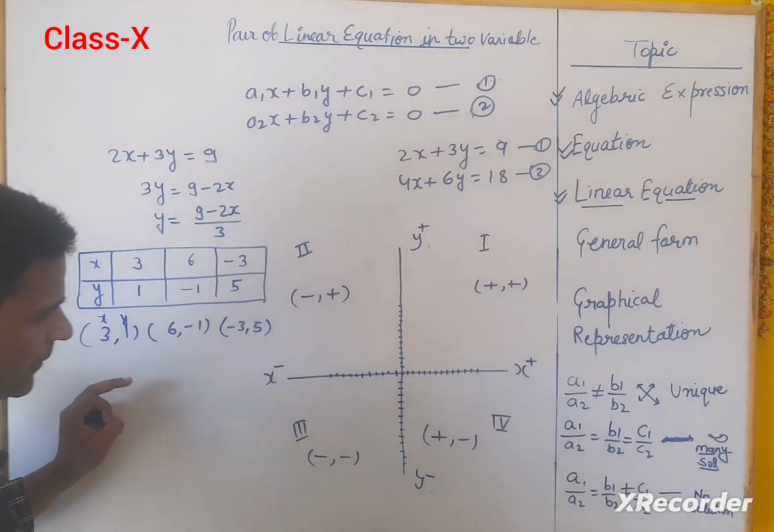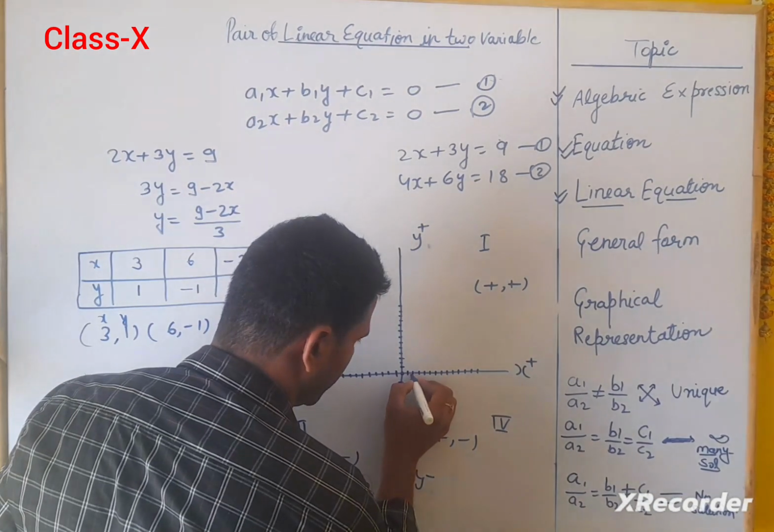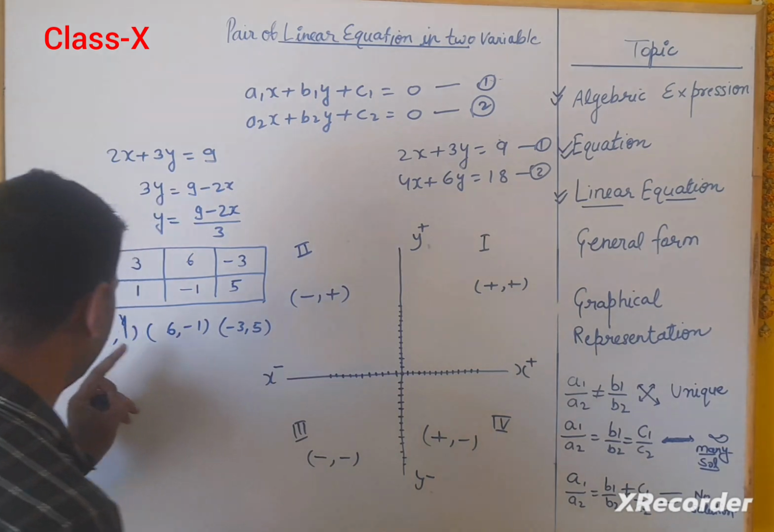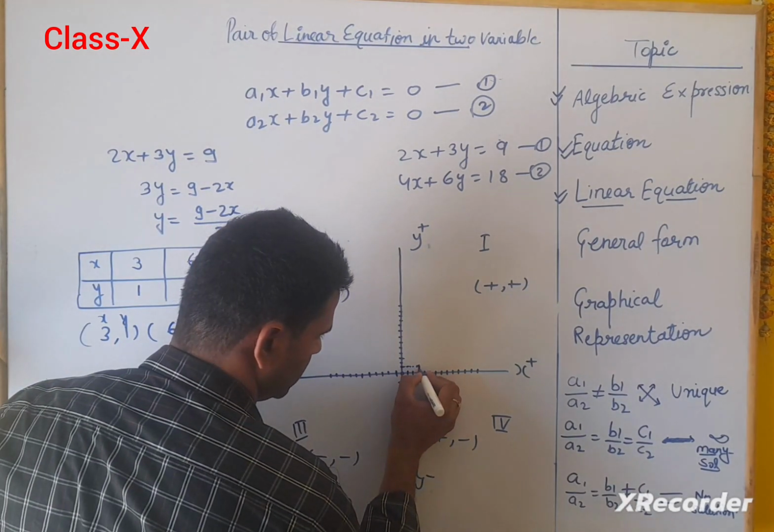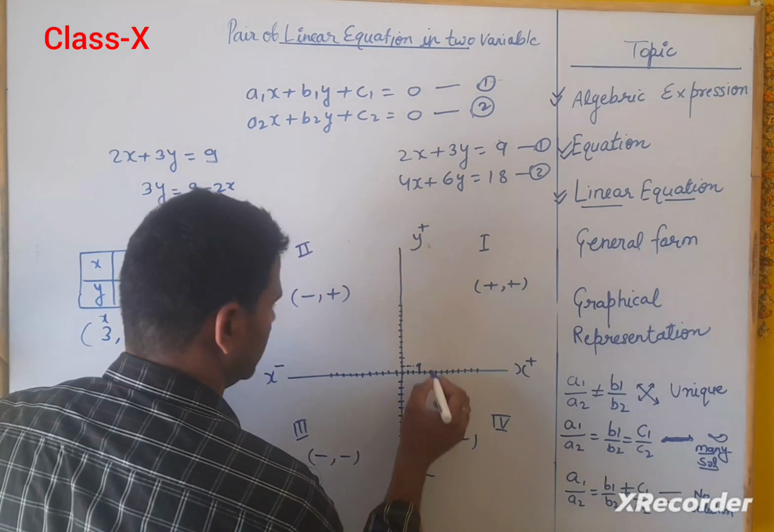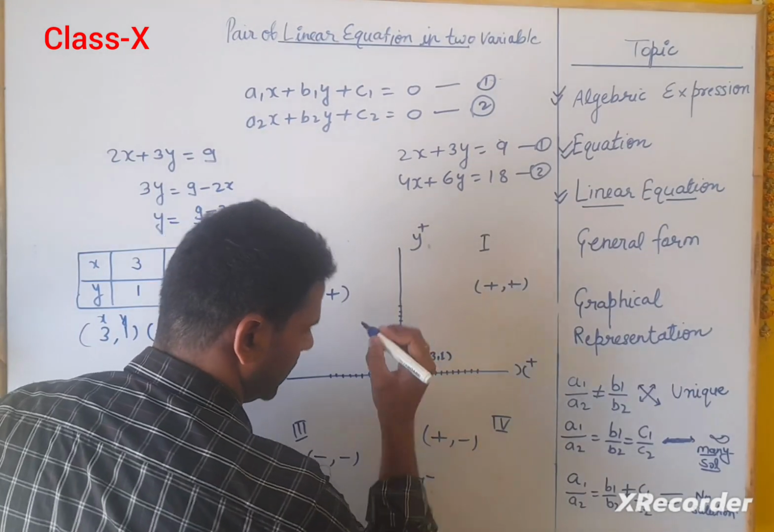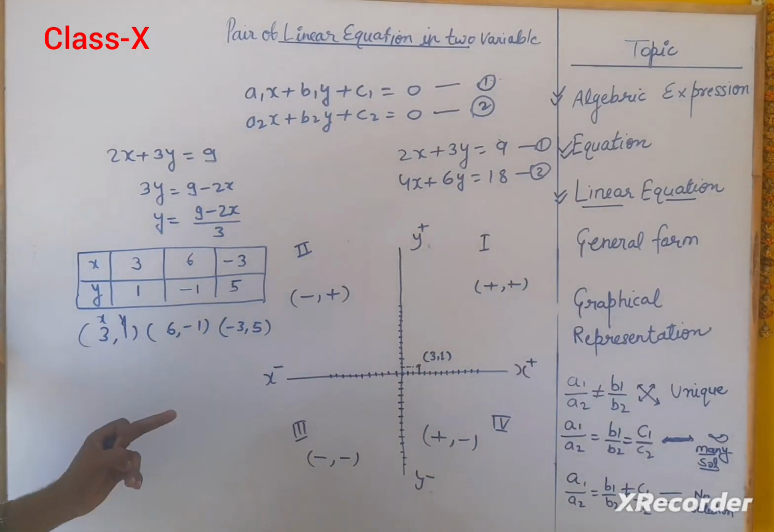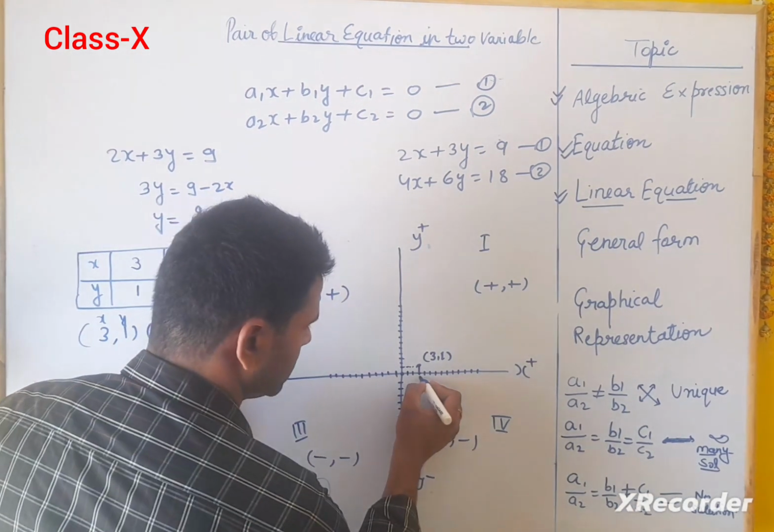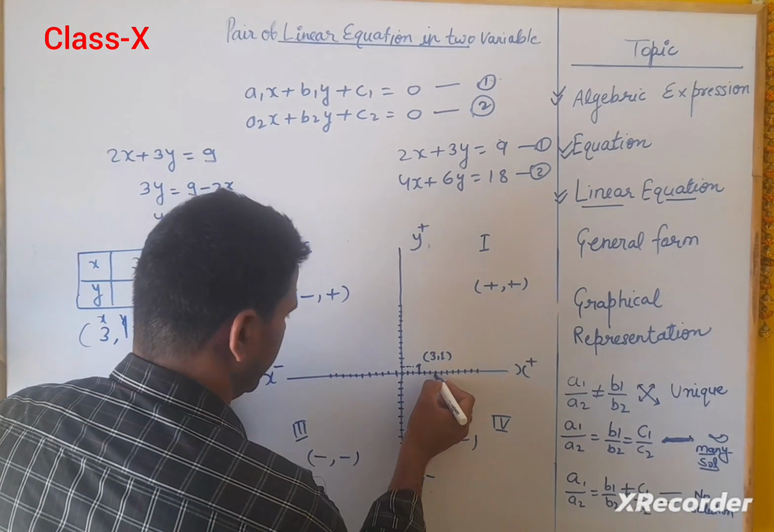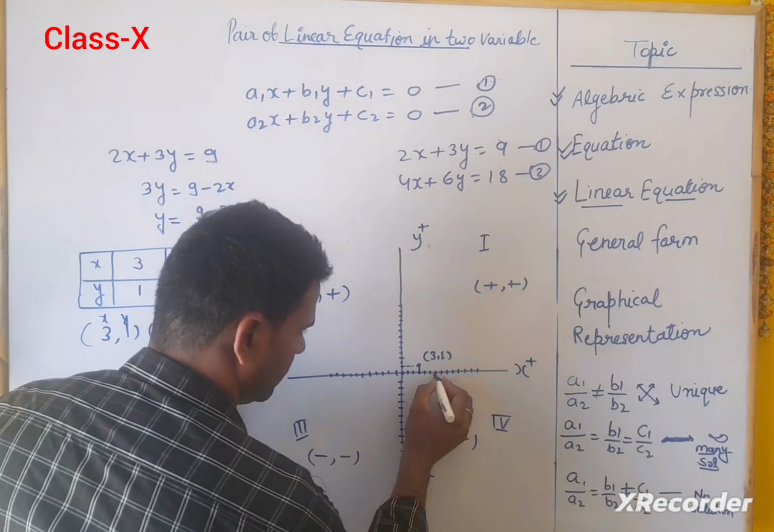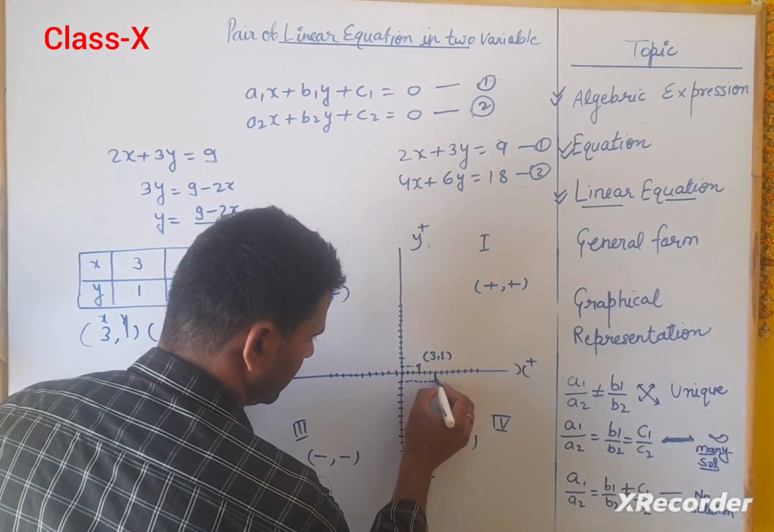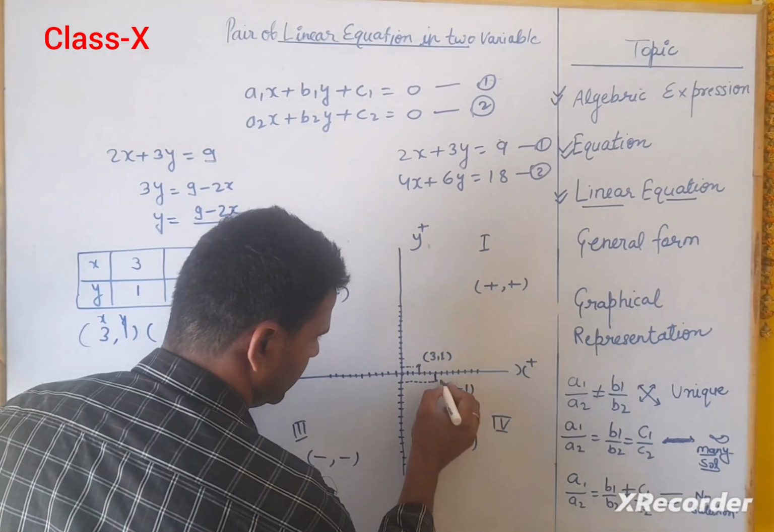So 3, 1 is there. 3 is here, 1, 2 and 3, and where is the 1? That one is a 1. So we can draw this way. That is 3, 1, the Cartesian point 3 and 1. Then 6, minus 1: 3, 4, 5 and 6, and that is minus 1. So you can see here that is 6, minus 1.